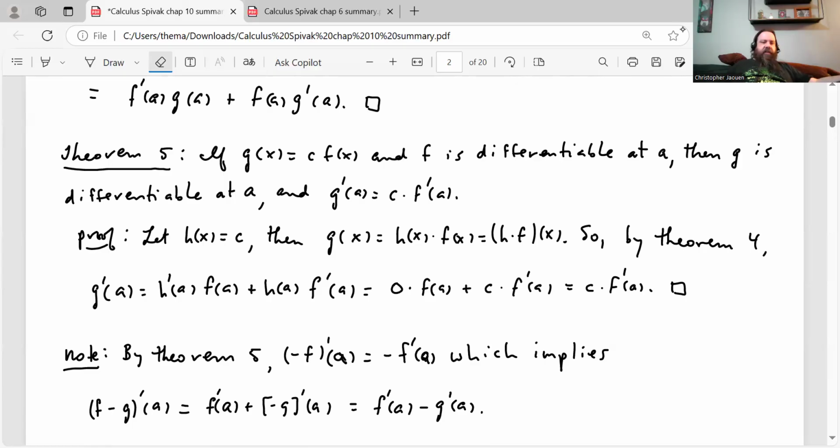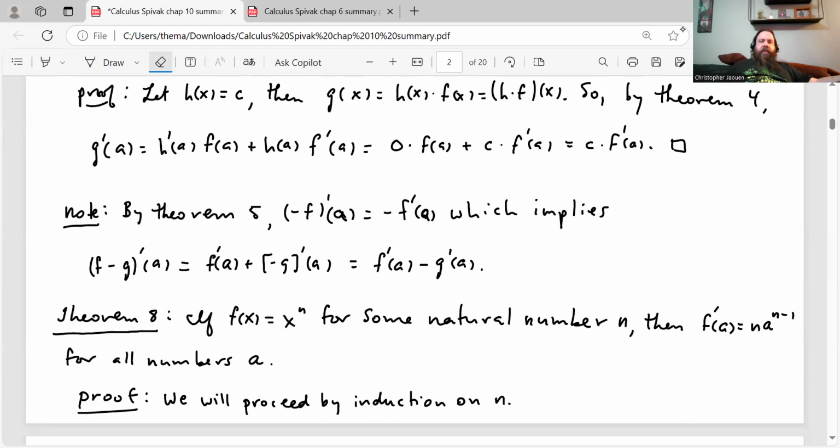You can see it yourself. Here's a note: by theorem 5, negative f prime of a is negative f prime of a, which implies that f minus g prime of a is f prime of a plus the negative of g prime at a, which is f prime of a minus g prime of a. So the formula works for differences as well.